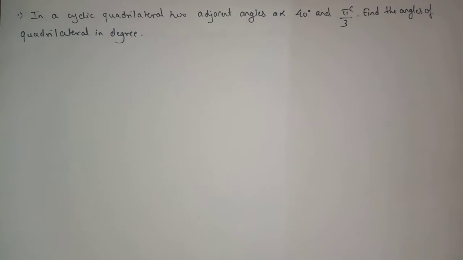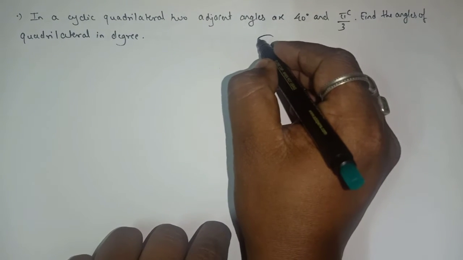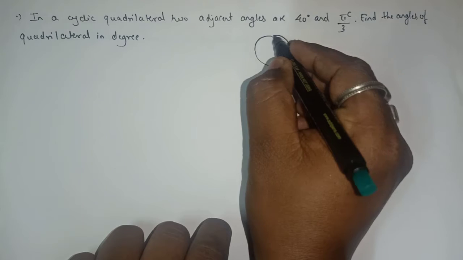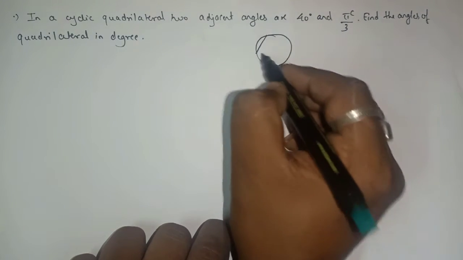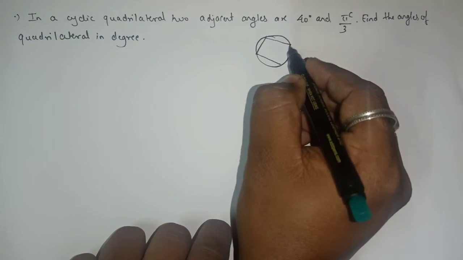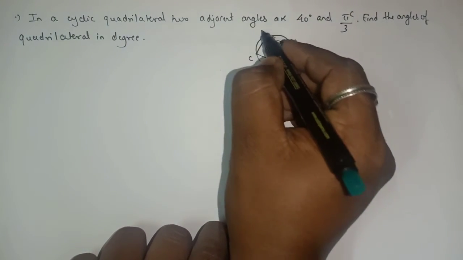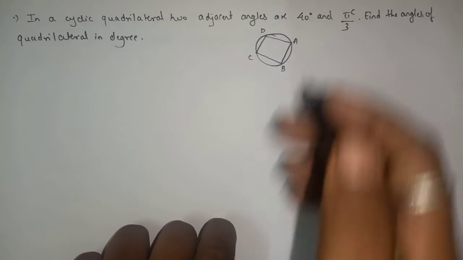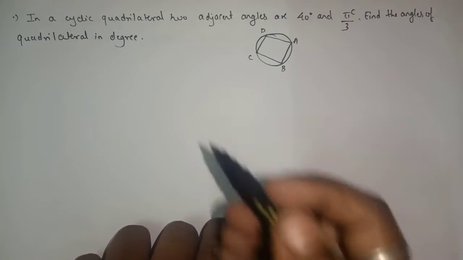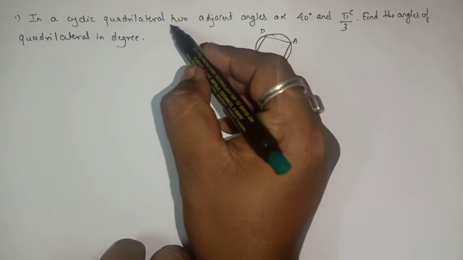Here we have one sum in front of us. It says that in a cyclic quadrilateral, two adjacent angles are 40 degrees and pi by 3. So we'll consider this quadrilateral A, B, C, D as a cyclic quadrilateral, in which the two adjacent angles are given.